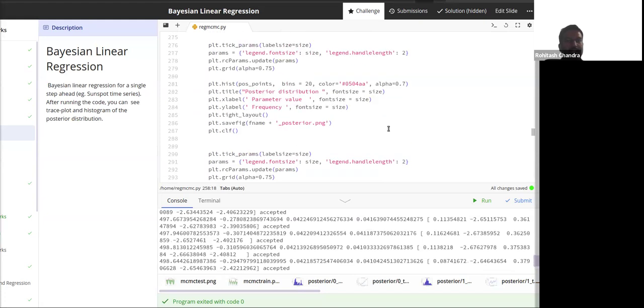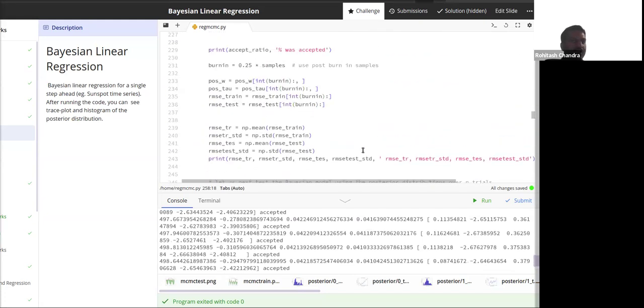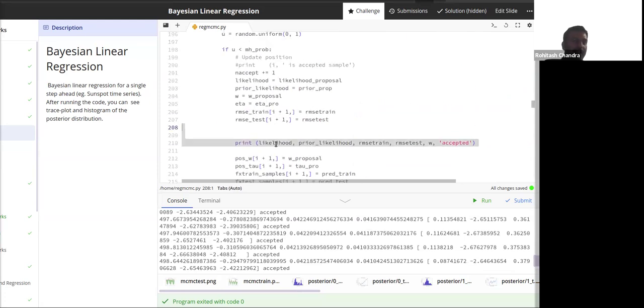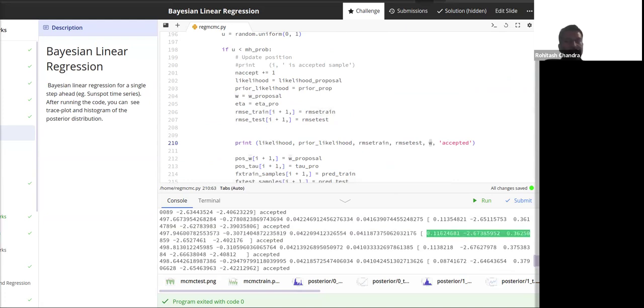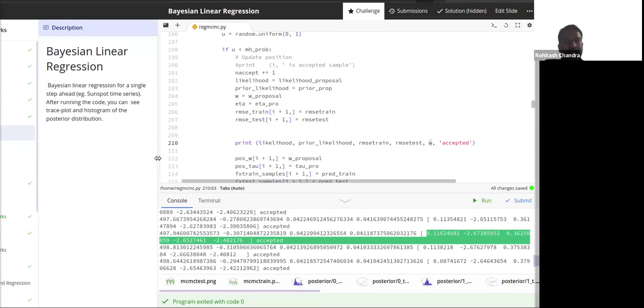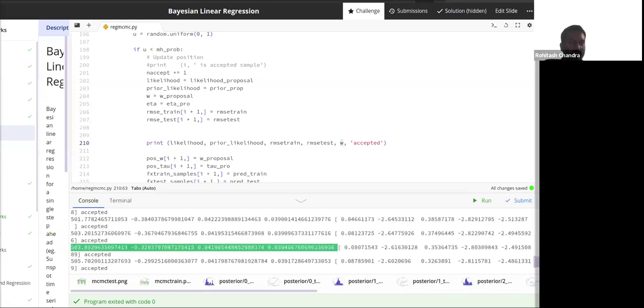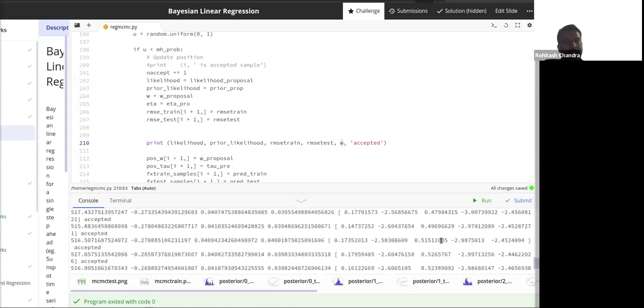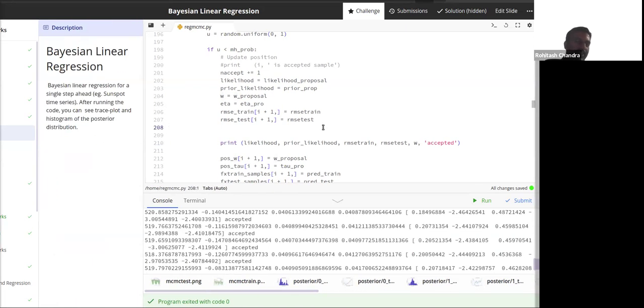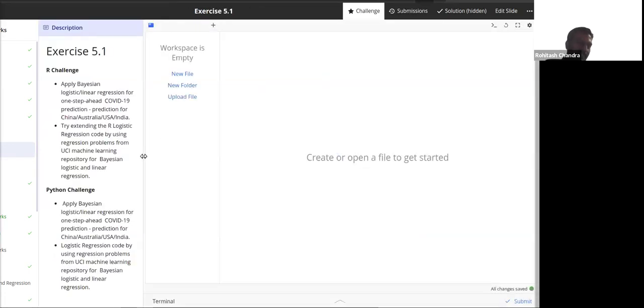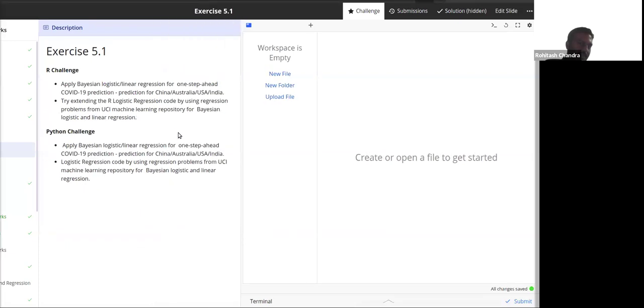And what you see here coming on the screen is the stuff that is being printed here. So you get the likelihood, prior likelihood, the prior RMSE train, RMSE test, W. So W is the set of weights and biases in some vector. As you are training, you have that set of weights and biases. So it's very similar to a backpropagation algorithm or a gradient descent algorithm training, but it's just trying to fit it into a probabilistic framework. So this is all for Bayesian linear models, or we are applying linear logistic regression for one step.